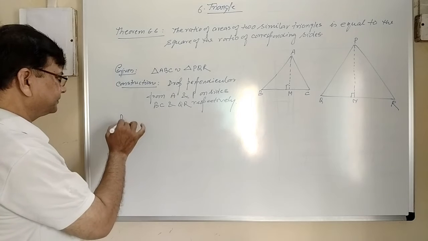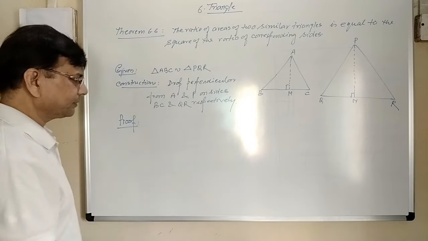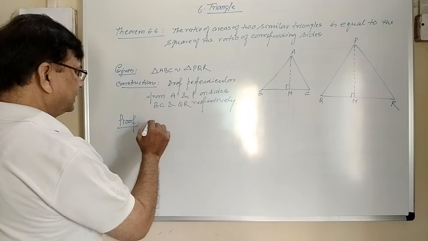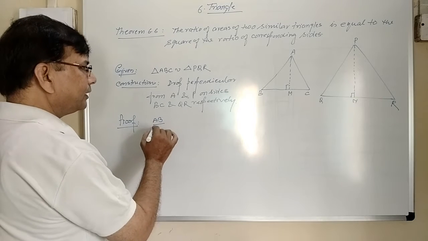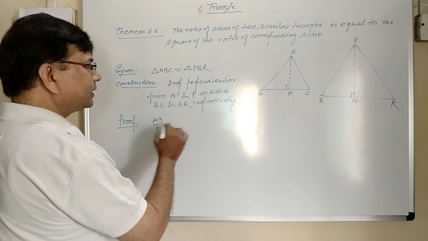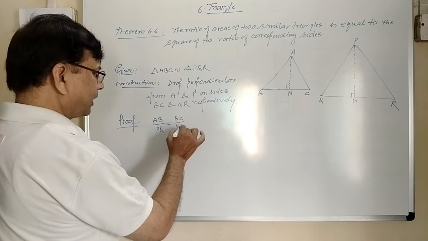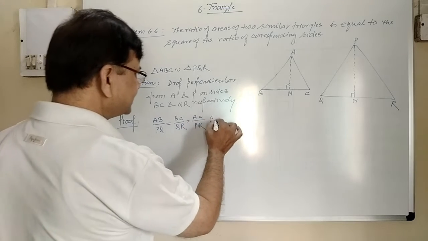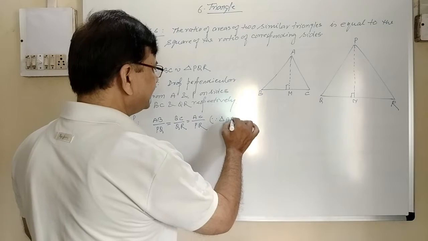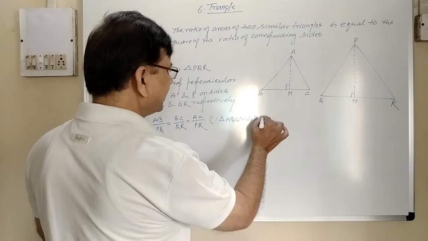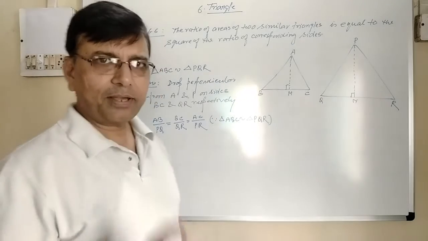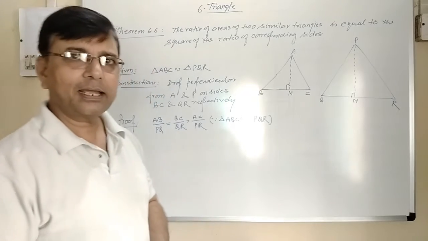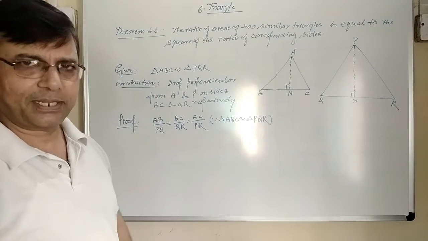Now we will go for the proof. It is given ABC and PQR are similar. Therefore, AB upon PQ is equal to BC upon QR is equal to AC upon PR. Since triangle ABC is similar to triangle PQR, it is already given, and we have already studied that when two triangles are similar, then the ratio of corresponding sides are equal. So the ratio of corresponding sides I have taken over here.